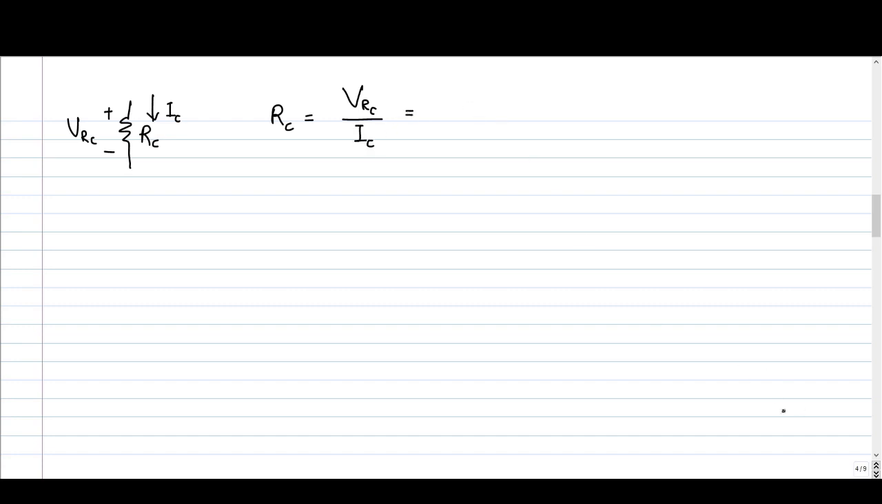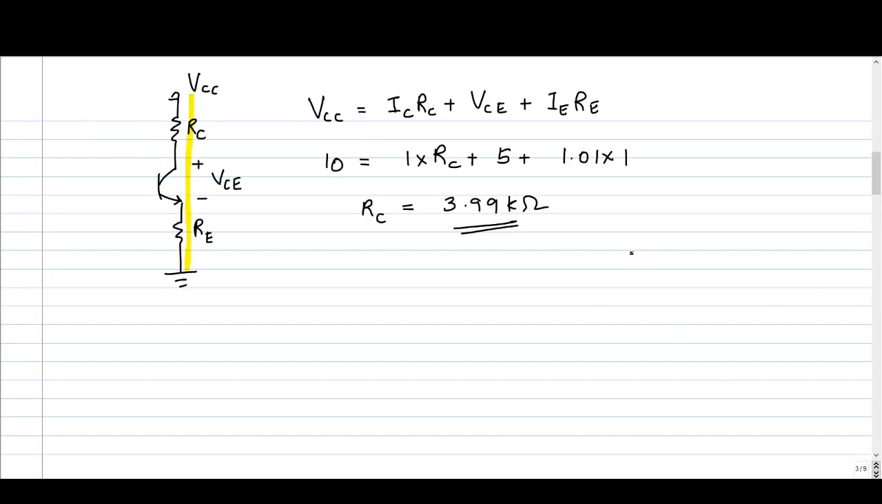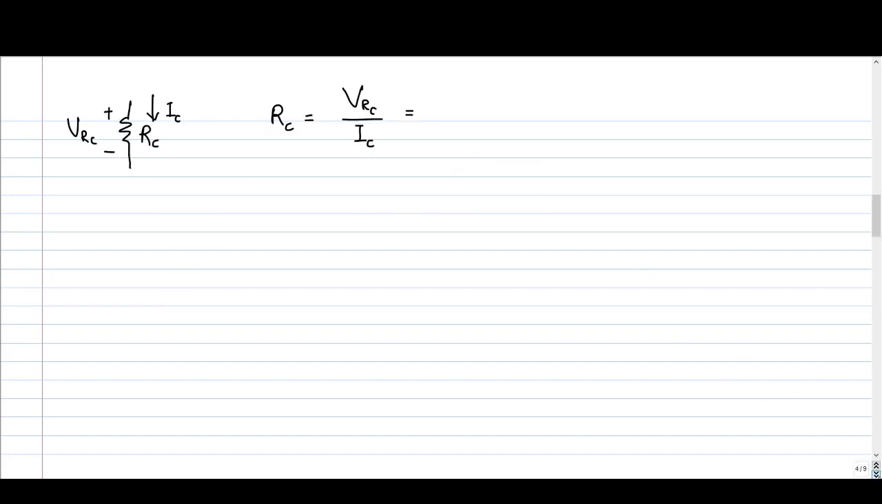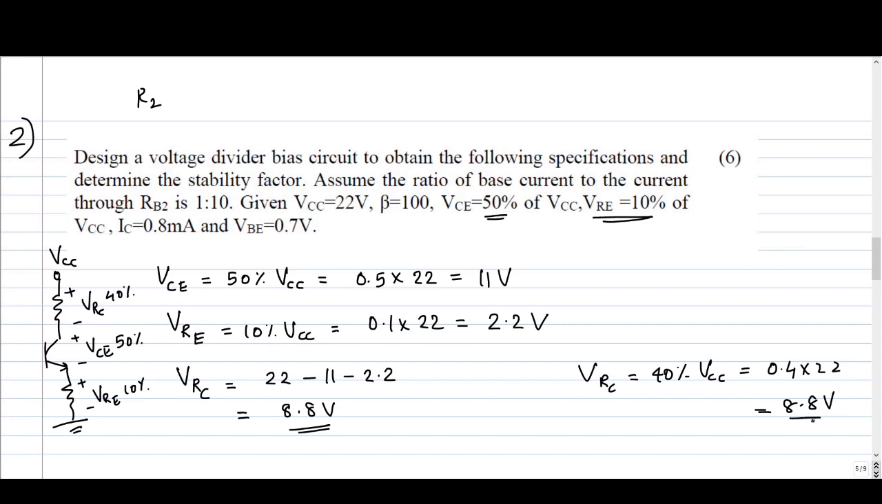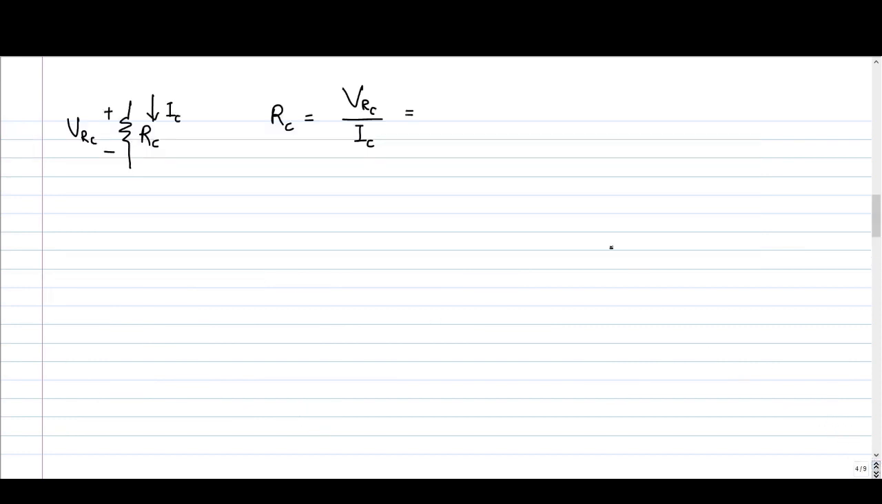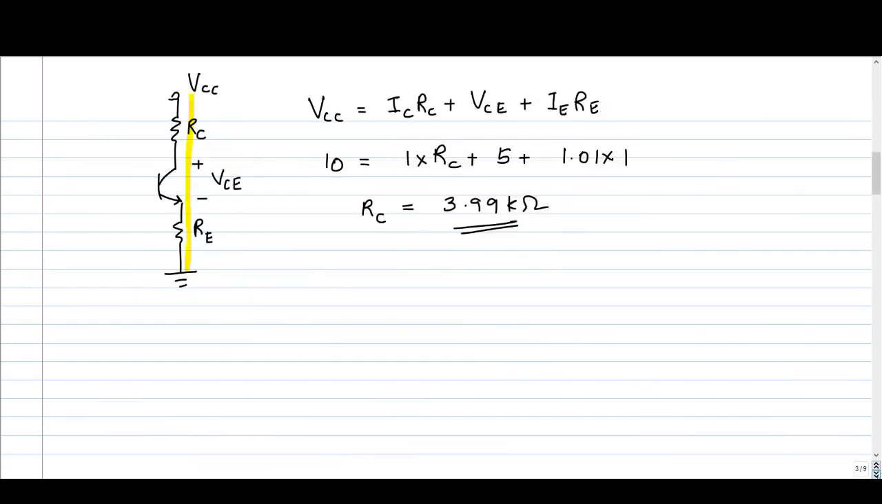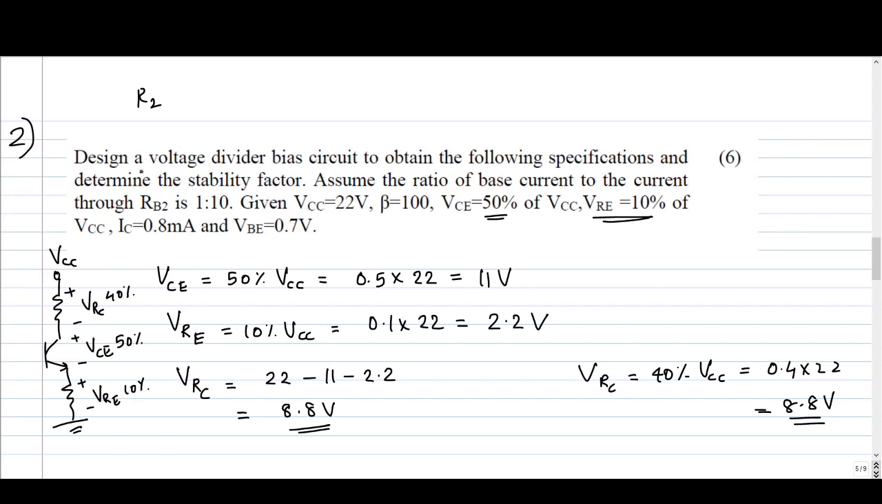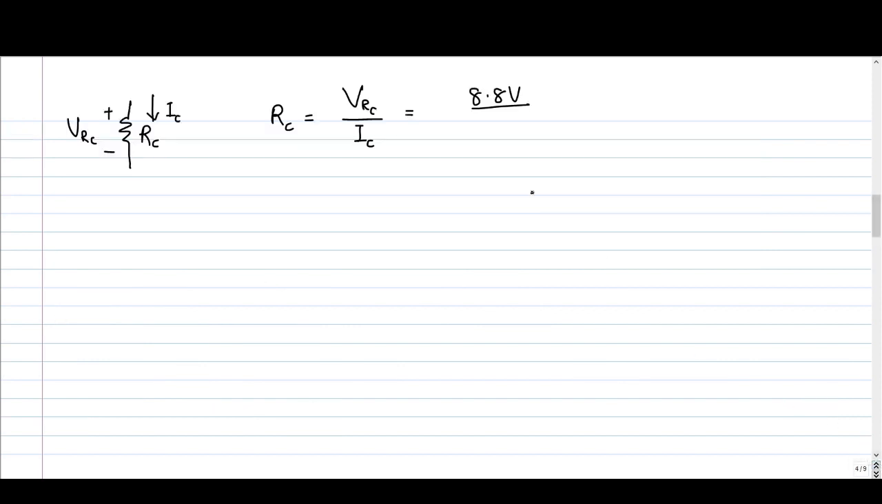Voltage across the resistance, we got the value VRC is 8.8 volt. Okay, so 8.8 volt divided by IC, which is 0.8 milliampere. IC is 0.8 milliampere. So 8.8 volt divided by 0.8 milliampere, you will get 11 kilo ohms. So that is the value of RC.